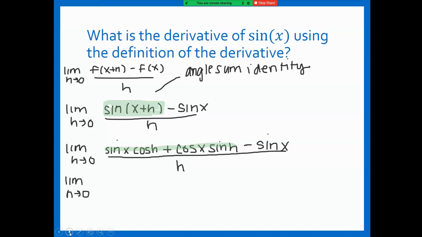The limit as h approaches zero. So what happens is that with h in the denominator, we can rewrite this as two separate fractions, and we can kind of factor out a like term. So if you notice here, we have the sine of x and cosine h plus the cosine of x and sine h, and then minus the sine x. So what I'm going to do is rearrange my terms so that both of these sine x's are near each other.